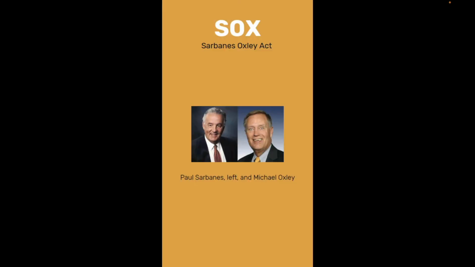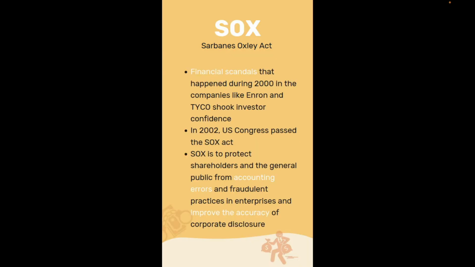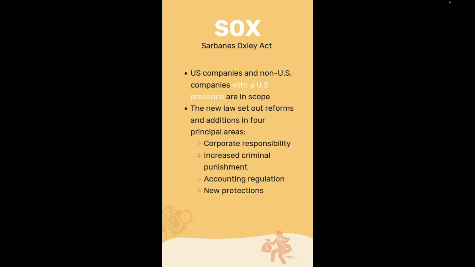The third act we will see today is SOX, Sarbanes-Oxley Act. Financial scandals that happened during 2000 in companies like Enron and Tyco are the background of this act. And in 2002, US Congress passed the SOX Act. SOX is to protect shareholders and the general public from accounting error and fraudulent practices in enterprises and to improve the accuracy of corporate disclosure. Okay, so which companies are in scope? US companies and non-US companies with the US presence.